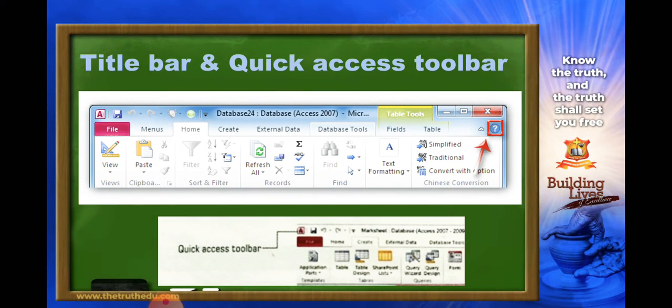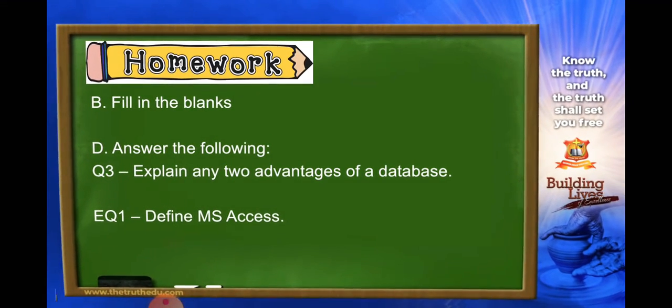So this is how our title bar looks. You can see at the top, in the title bar, the name is written as Database 24, and you can see options like Microsoft Access written there. So whatever file name you give, you can find it here. Below that, you can see the second picture, which is of the quick access toolbar. You can see the small buttons there. This small tab is called the quick access toolbar, and you can see all three buttons mentioned there: the Save button, Undo button, and Redo button.